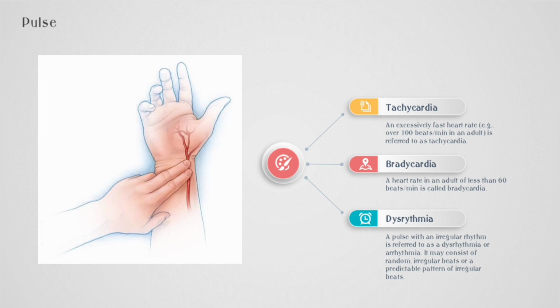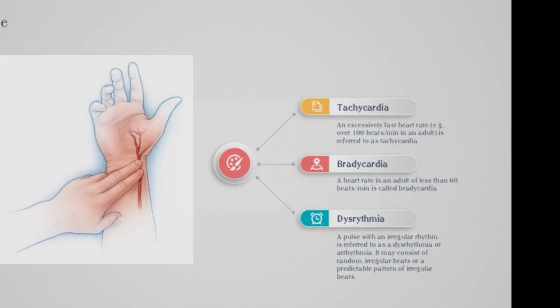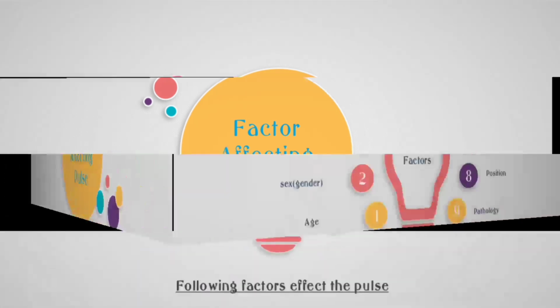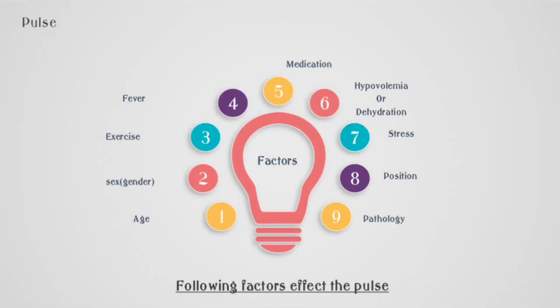This irregular rhythm may consist of random, irregular beats or a predictable pattern of irregular beats. There are many factors that affect the normal rate of the pulse. These factors are age, sex, exercise, fever, medication, hypovolemia or dehydration, stress, position, and pathology.